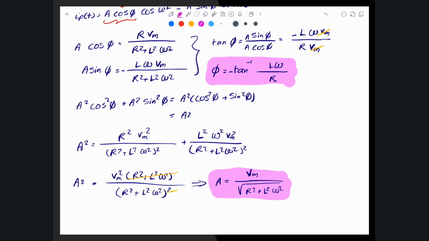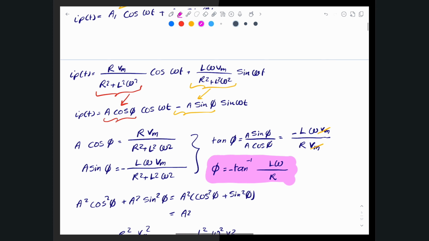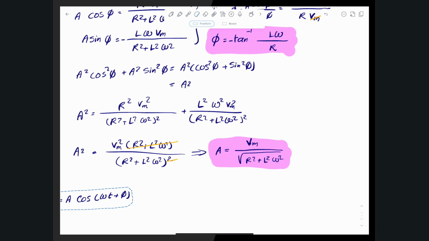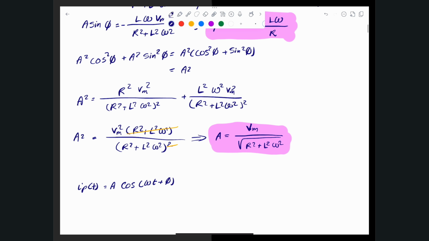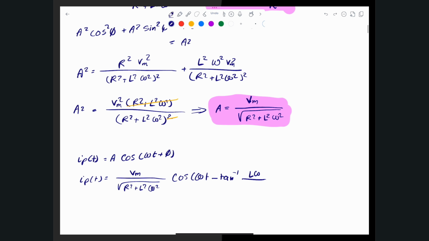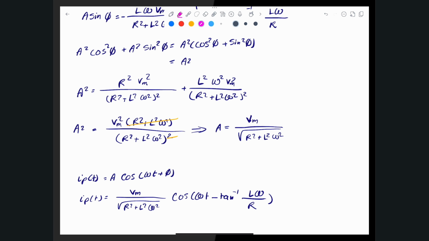So now we take it and substitute it in the original particular solution equation. Let me just copy it here to show you. We did say that the particular solution should be this one. Now I have the value for A and phi, the ones that are highlighted. So all I have to do is substitute. I get i_p of t is simply V of m divided by the square root of R squared plus L squared omega squared, multiplied by the cosine of omega t plus phi, where phi is negative inverse tangent of L omega divided by R. And we just get the particular solution for the original differential equation.